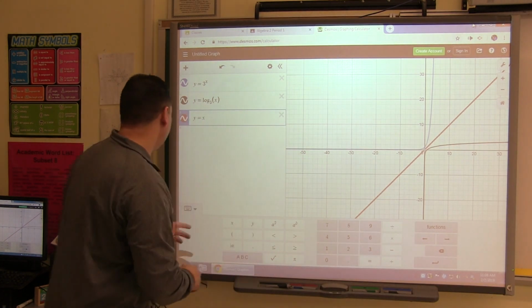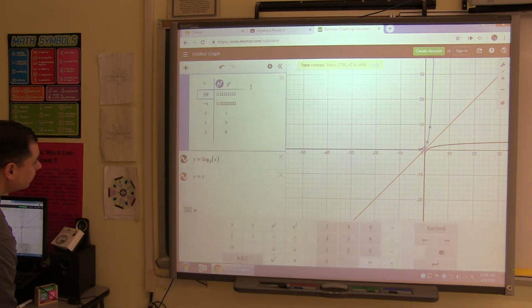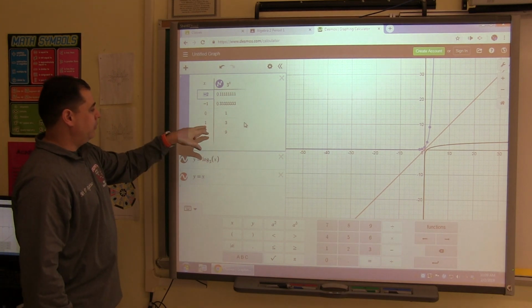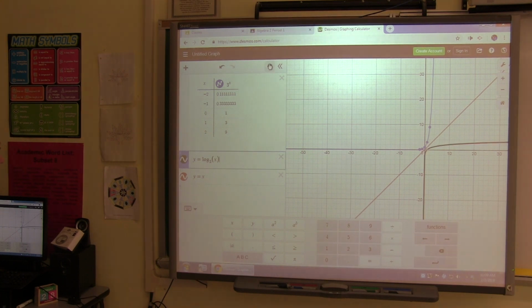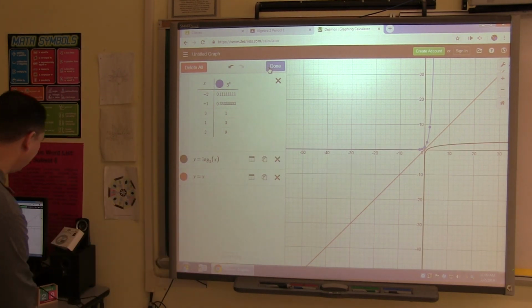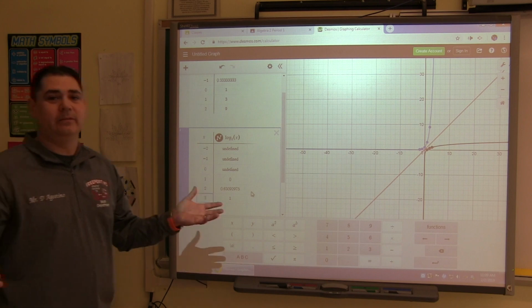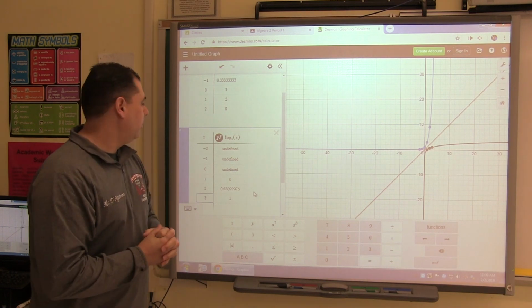So in this situation, let's take a look at this table. We have coordinates 1, 3, and if you look at the log graph, what should the coordinates be? They knew that it had to be switched, so the coordinates had to be 3, 1, and we could just verify that using the table. If you put in 3 here, you get 1. Okay, so that was great. They discovered that logs and exponentials are inverses of each other.